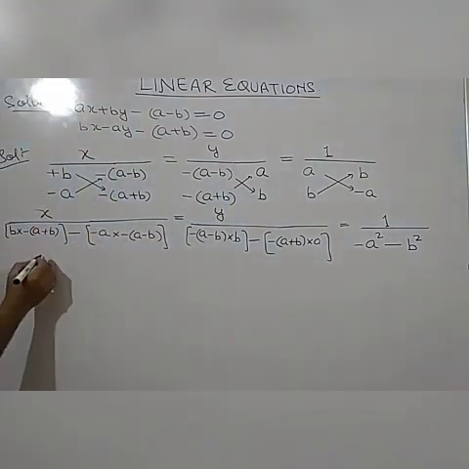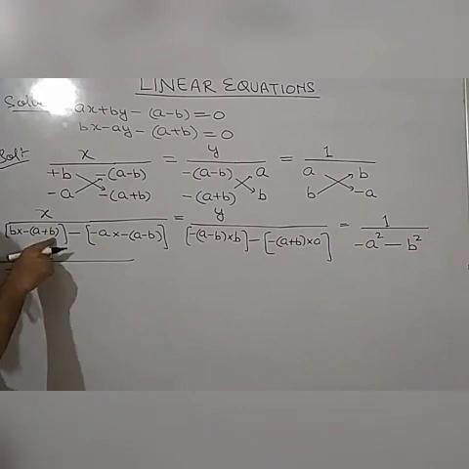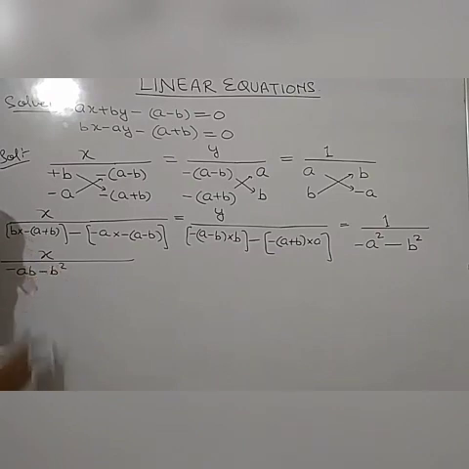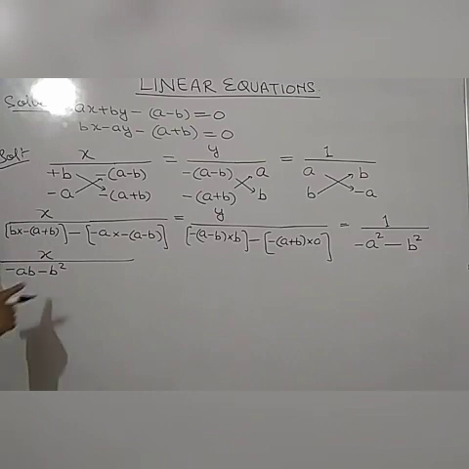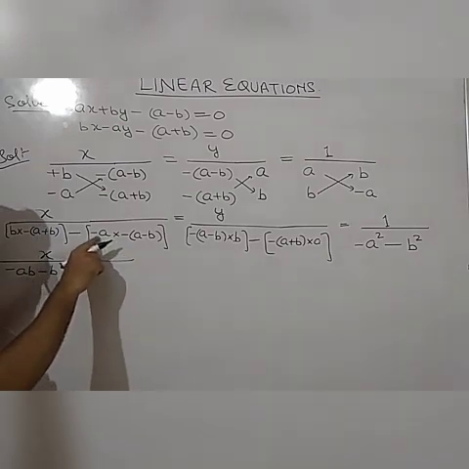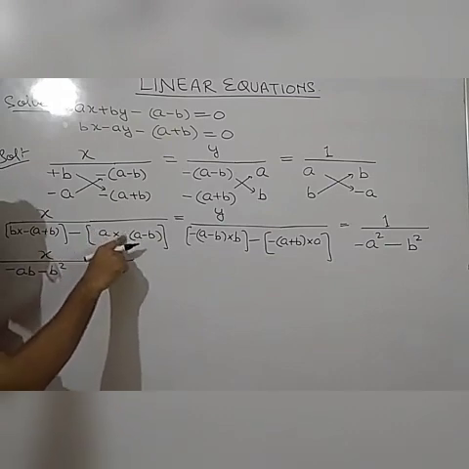Now we have to simplify these terms. We will get x upon b into minus a, that will be minus ab. B into, when this minus sign will enter in the bracket, it will be minus b. So b into minus b will be minus b square. Okay, you have to be very careful in solving these terms. So it is minus ab minus b square. Then this minus sign. Now this minus and minus will be plus. So I am removing this minus sign because minus into minus is plus. So remove this minus sign, it will be plus.